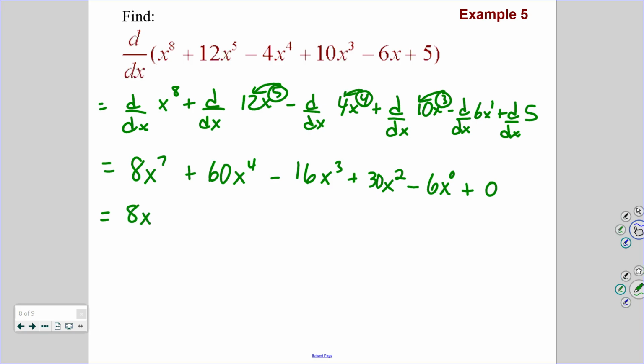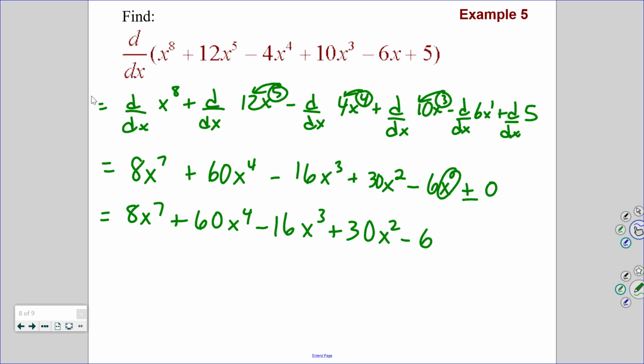So just to simplify a little bit here, all of these are okay. But when I get to the end here, x to the 0, this is 1, so this is like -6. I don't need to include the plus 0 because it doesn't contribute anything to the derivative. So that would be the answer to your derivative in this case.